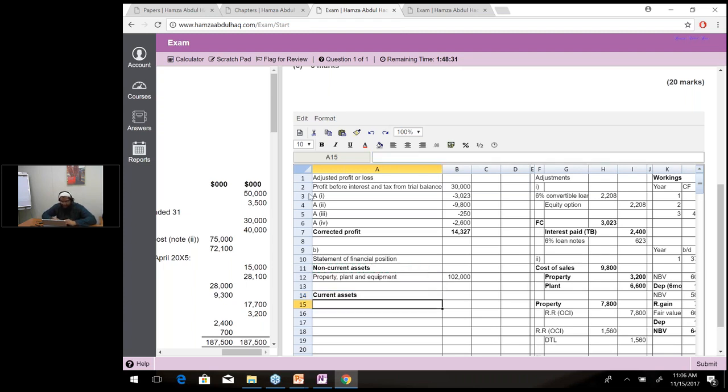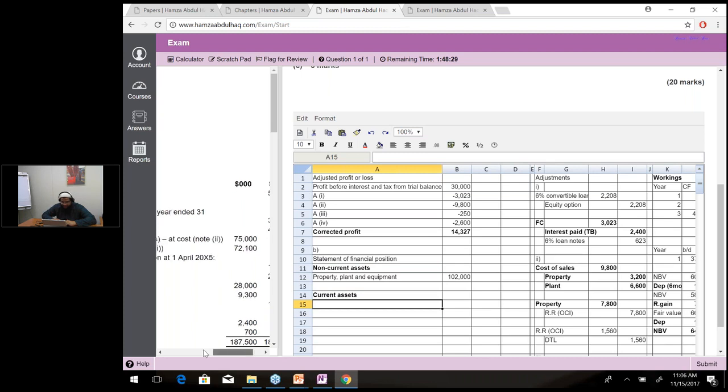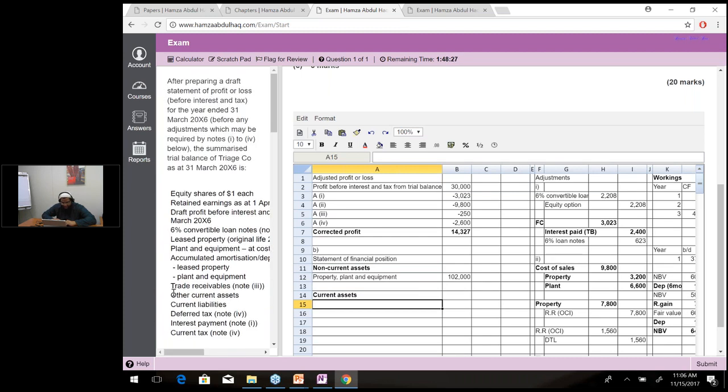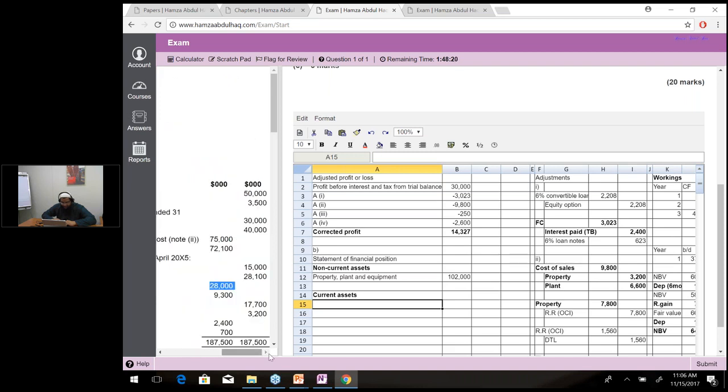So now I'm writing current assets. And if I see the current assets, the question has given us two of the values, the trade receivables and other current assets, which are going to be 28,000 and 9,300. So I'm writing trade receivables and other current assets.